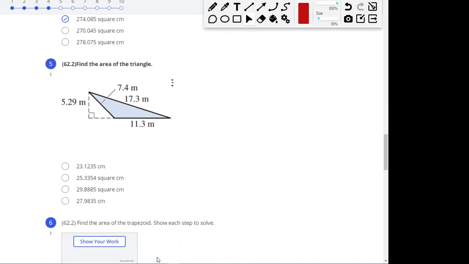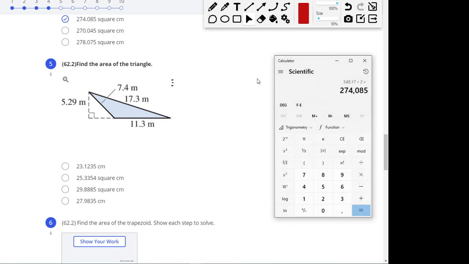Number 5 is the same thing. Number 5, for my base, 11.3. My height is the imaginary line. Guys, remember I told you, the base and the height always have a right angle, as you can see here. Mister, but the right angle is outside the figure. Doesn't matter. I can recognize where is my base and where is my height.